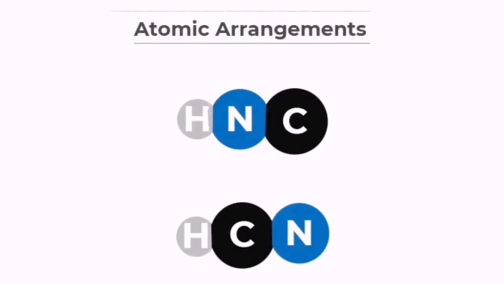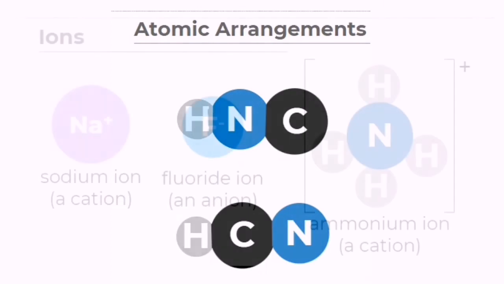You must take note that changing the order by which atoms are arranged in a substance results in the formation of a new substance. For example, there are two ways by which one hydrogen, one carbon, and one nitrogen can be arranged. One is in the order of HNC, while the other is in the order of HCN. These two substances differ in certain properties.